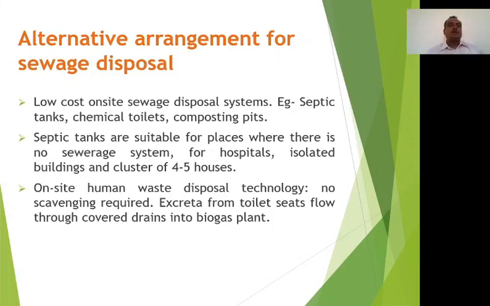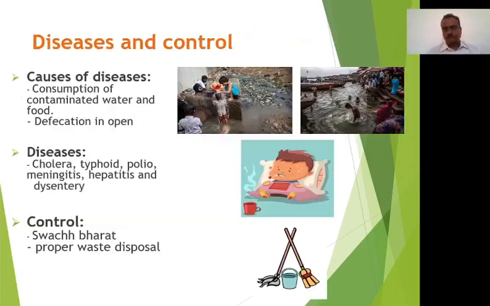Alternative arrangement for sewage disposal. To improve sanitation, low-cost on-site sewage disposal systems are being encouraged, for example, septic tanks, chemical toilets, composting pits, etc. Septic tanks are suitable for places where there is no sewerage system, such as hospitals, isolated buildings, and clusters of 4-5 houses. On-site human waste disposal technology, no scavenging required. Excreta from toilet seats flows through covered drains into the biogas plant directly.